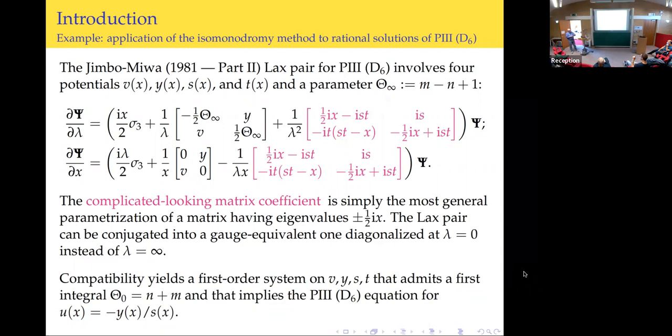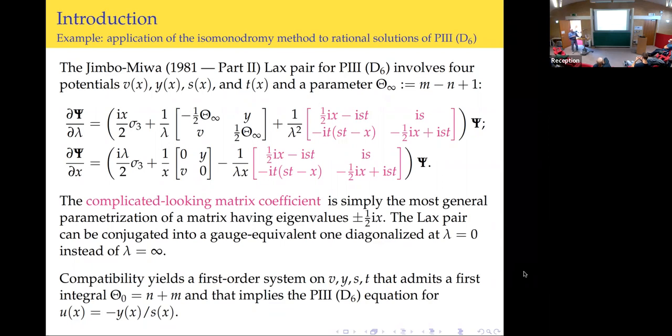And this system of four ODEs, once you reduce out by the constant theta naught like that, then you can write down, or deduce from it, the second order equation, that's the Painlevé equation on the function u, which is just minus y over s. That's sort of how you get ultimately the solution of Painlevé out of this system. Okay, so that's the general thing.